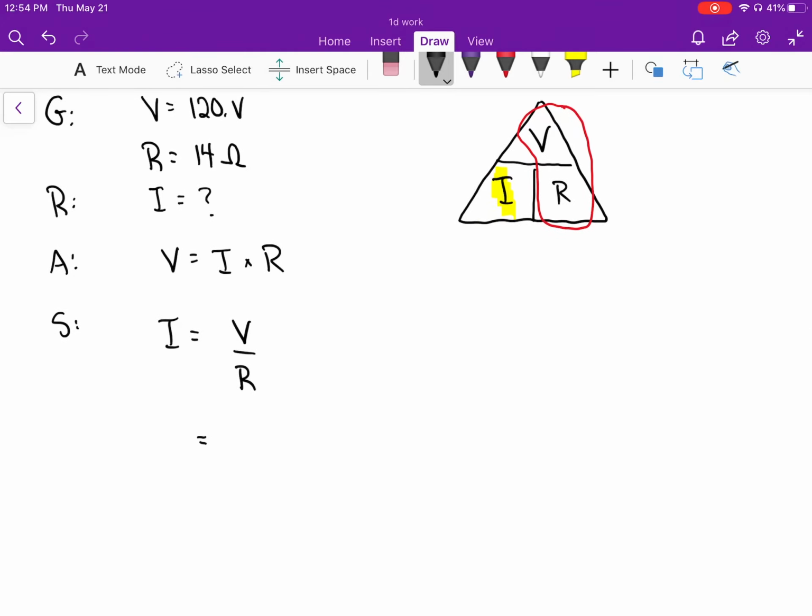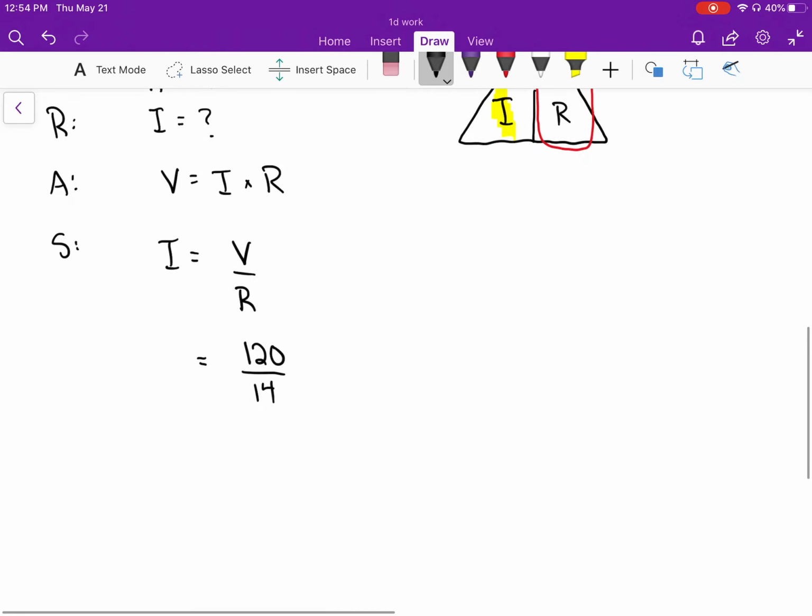Subbing in the numbers, the volts was 120, the R was 14. Using your calculator, when I divide that out, I'm getting a number of 8.571. It keeps going, and that's a number in amps.